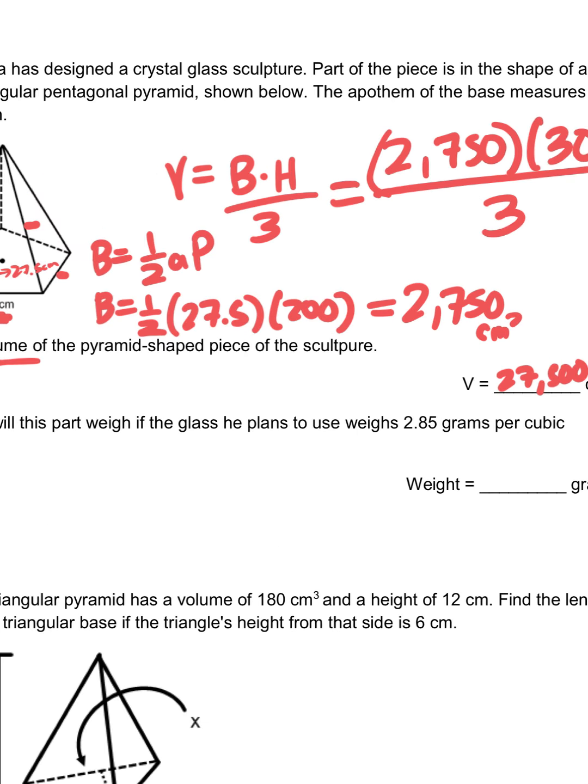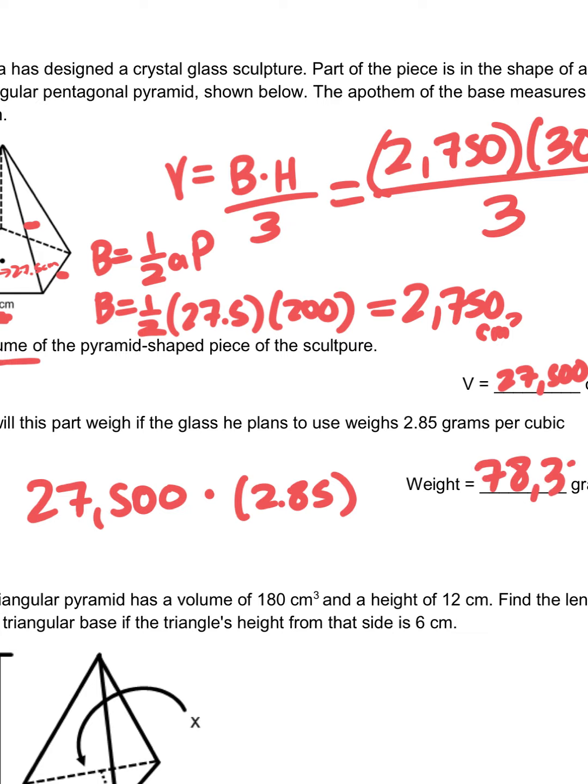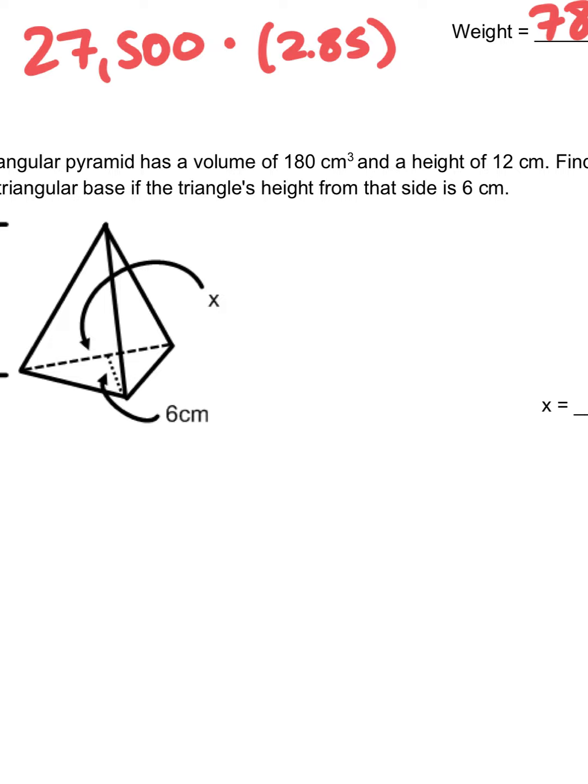So then the next question, it's telling us that each gram of this sculpture weighs 2.85 per cubic centimeter. So if we know how many cubic centimeters are in it, which we do because we just found it, 27,500, and we multiply that by each gram, so 2.85, we'll end up getting the weight, which is going to be 78,375 grams.